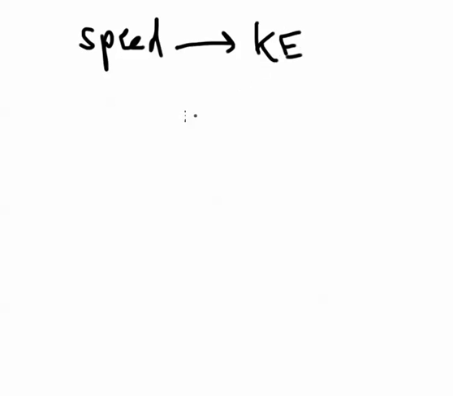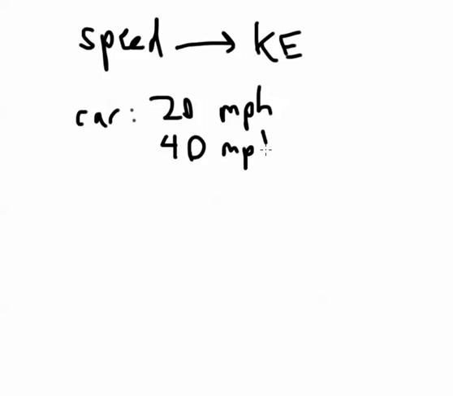So in this example, we're going to talk about doubling the speed, and then we're going to find out how that affects the kinetic energy. So let's suppose I have a car that is going at 20 miles per hour, and I have another car that is the same type of car that's going 40 miles per hour.